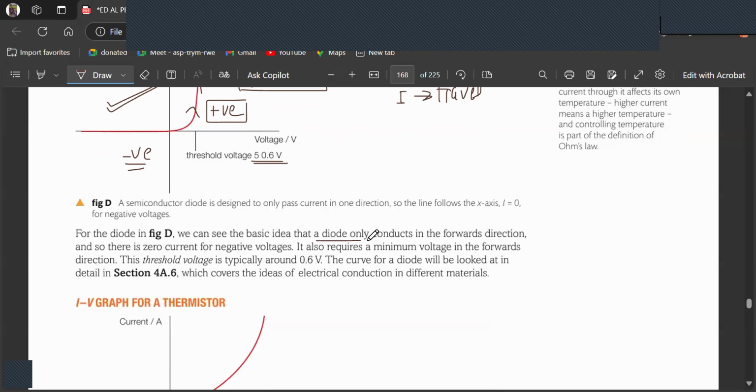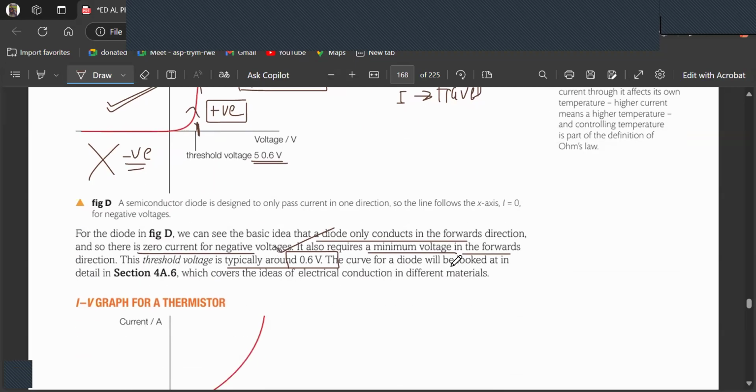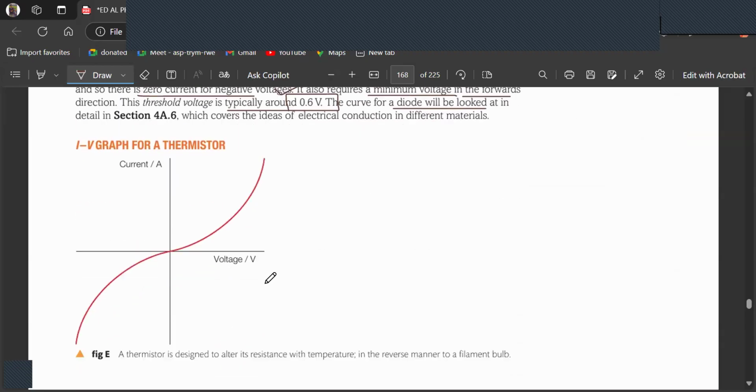We can see that a diode only conducts in forward direction, and so there is a zero current for negative voltages. ये जगह खाली है, the negative one. It also requires a minimum voltage in the forward direction, and the threshold voltage is typically around only 0.6 volt. जैसी वो threshold voltage cross होगा, threshold is what? The minimum voltage to get the diode to work. The curve for the diode will be looked at in detail in later chapters as well.